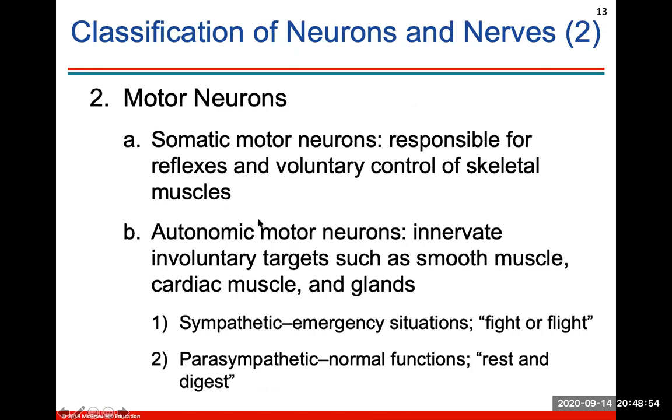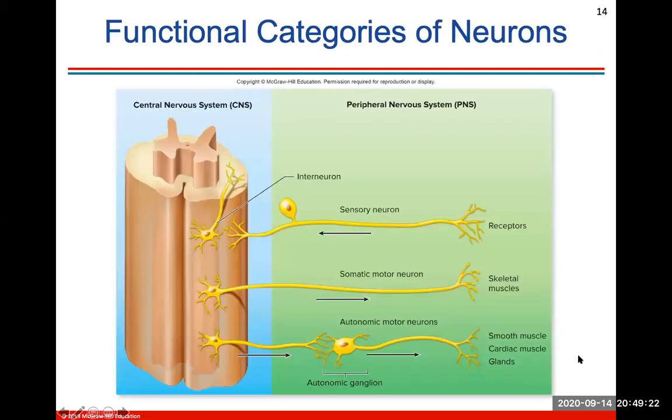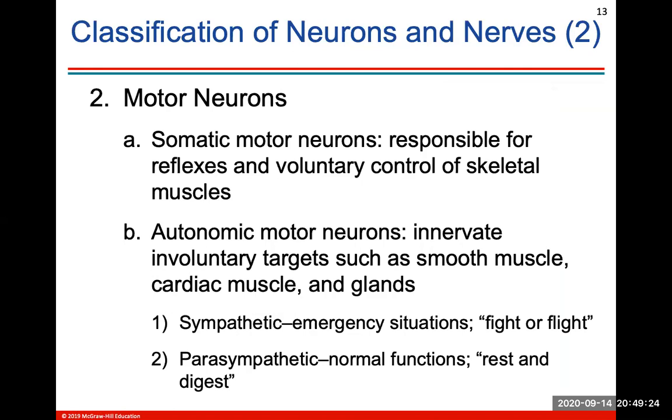So this takes you through motor neurons. They can be somatic, which are responsible for all voluntary control of skeletal muscle, or autonomic, which will innervate involuntary targets. And this is where we get the sympathetic or parasympathetic divisions. Sympathetic functions in emergency situations, the fight or flight, and parasympathetic functions in normal, everyday functions like digestion, and that's our rest and digest division. So you should have a really good understanding of those two divisions of the autonomic nervous system.